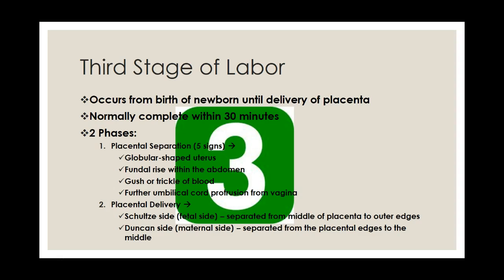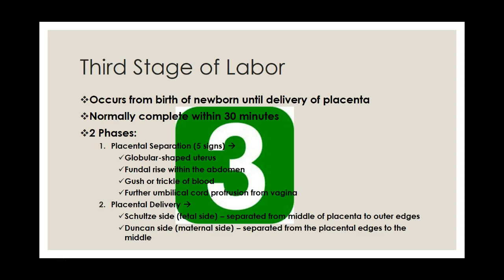There's a globular-shaped uterus. The fundus will actually rise up within the abdomen. There's a gush or a trickle of blood from the vagina, and the umbilical cord will protrude from the vagina even farther than it already is. It's important that you know those 5 signs.